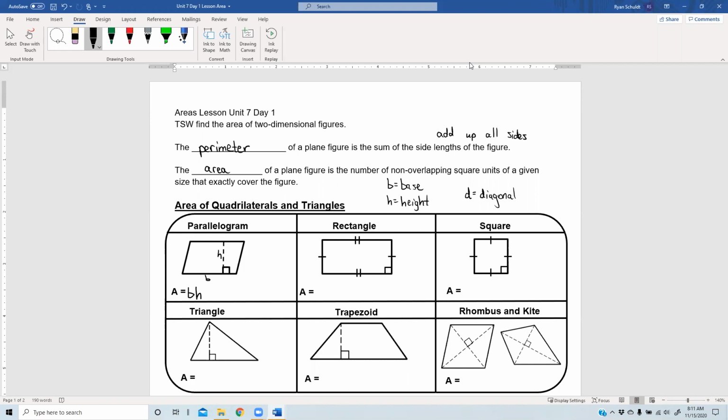Okay, rectangle, same thing. Base times height. A square is technically the same thing too. Base times height. But what do we know about a square? They have the same sides. So instead of saying base and height, let's just call them sides. Side and side. So area of a square is just side squared.